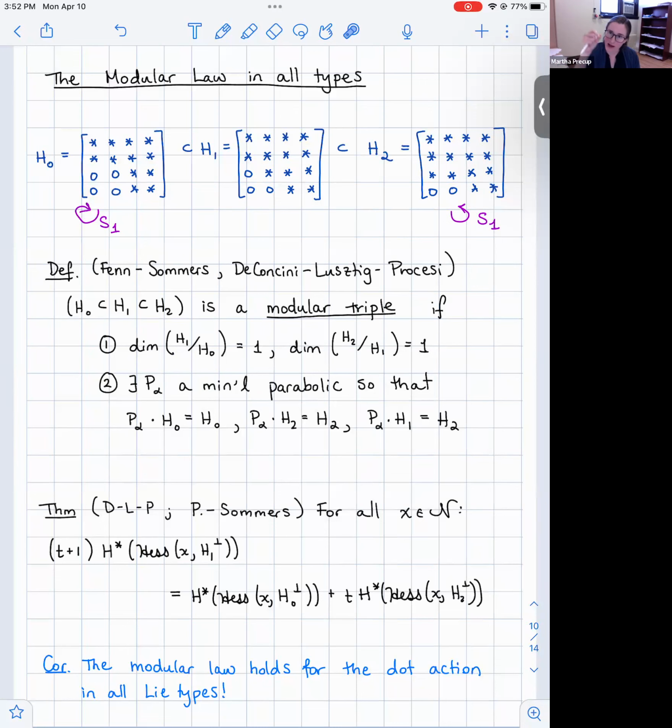So I'm only ever allowed to, this idea of toggling a corner is going to turn into adding 1 root space to an existing Hessenberg space. And then similarly, H2 over H1 also only increases the dimension by 1. And then we also will require that there's some minimal parabolic that fixes the smallest Hessenberg space, fixes the largest Hessenberg space, and in fact that the orbit through the middle Hessenberg space is equal to the larger H2.